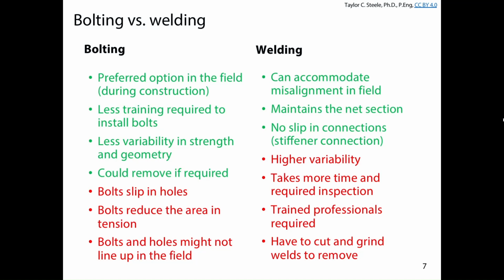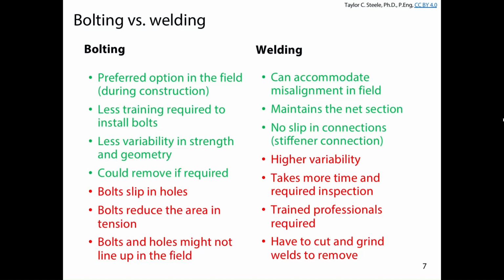Welding can accommodate more misalignment in the field, and so it actually happens where they might specify a bolted connection, but they can't line up in the field. They're trying to put the brace in, and it can't fit. What they do instead is they'll bolt one side, and they'll weld the other side with the misalignment issue.